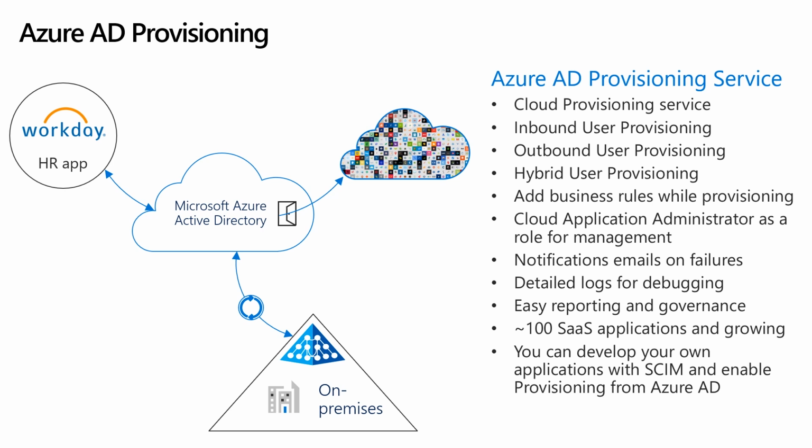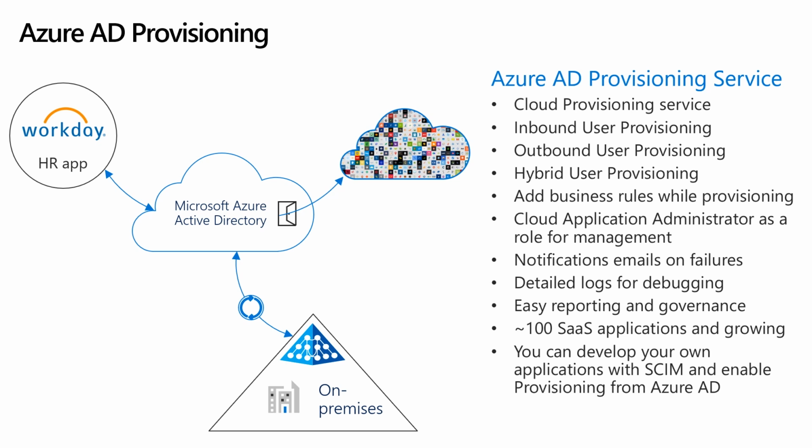Inbound user provisioning means the identities are provisioned into Azure Active Directory from certain HR applications. So in this example, we have shown Workday as an HR application which is pushing the identity into Azure Active Directory. Whereas in outbound user provisioning, Azure Active Directory is the source of truth and pushes identities from Azure Active Directory to different SaaS applications.